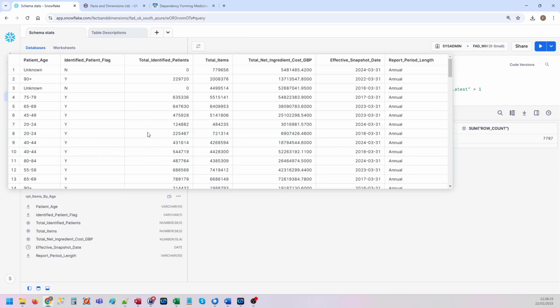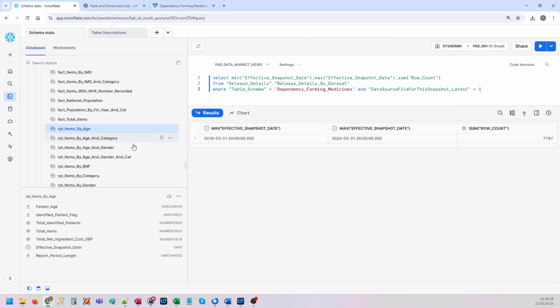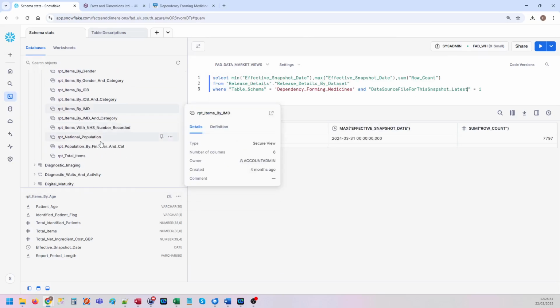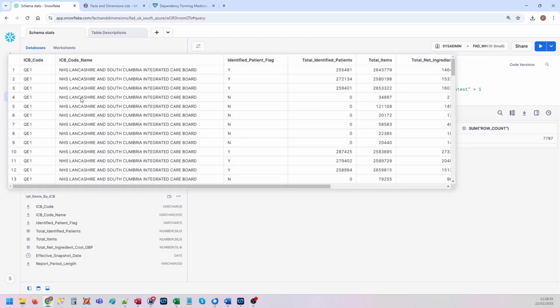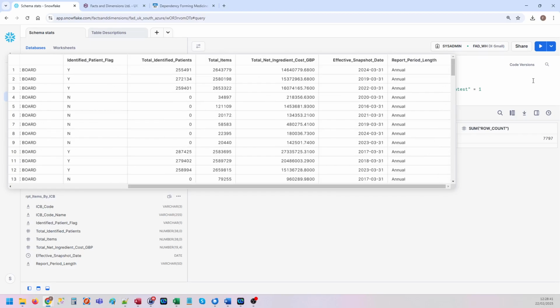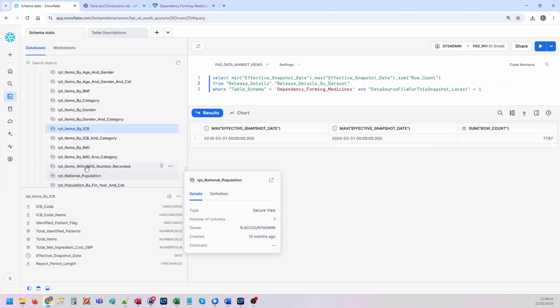By age. So that just has age group and numbers, and the month, so this is across the country. We have by region. Oh, we've got ICB, Integrated Care Board. So that's the Integrated Care Boards, about 50 Integrated Care Boards in the country, and the numbers and the date.